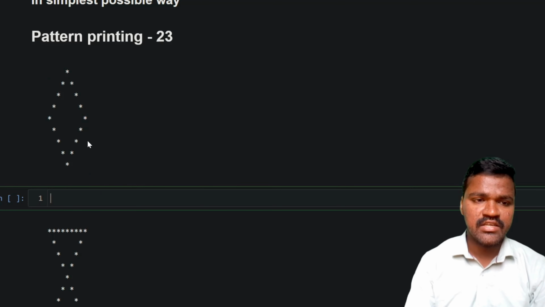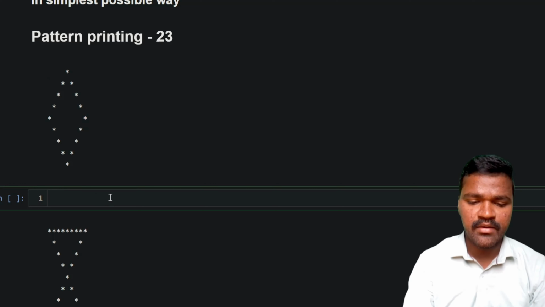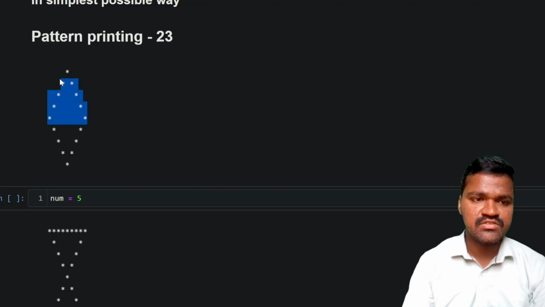If you carefully observe here, I am having one, two, three, four, five rows. For that reason, I am taking a number, num equal to 5, because I am considering these 5 rows.